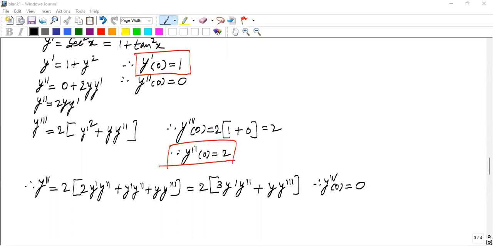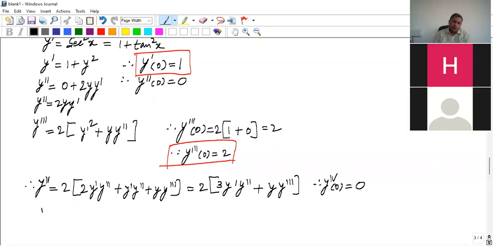Now, if we find the fifth order derivative, then we have here y5 is equal to, see, this 2 remains as it is. Okay, now here again you have to use u into v rule. So this 3 remains as it is. Then we have y double dash square plus y dash y triple dash. Is that okay? Are you getting this, u into v rule?